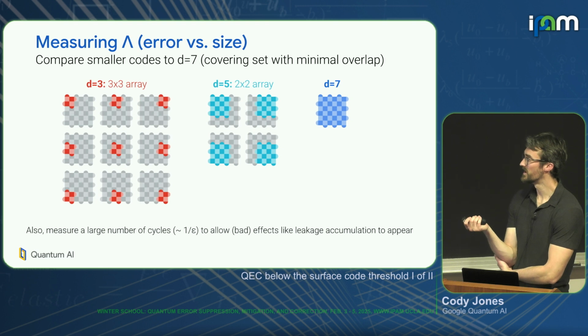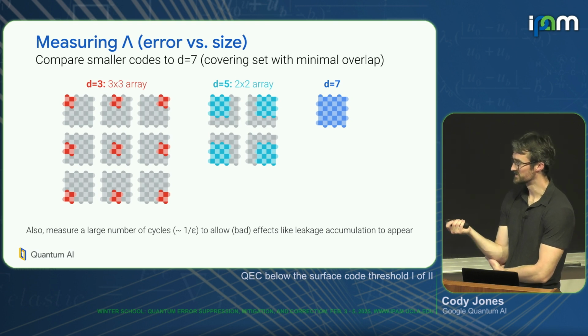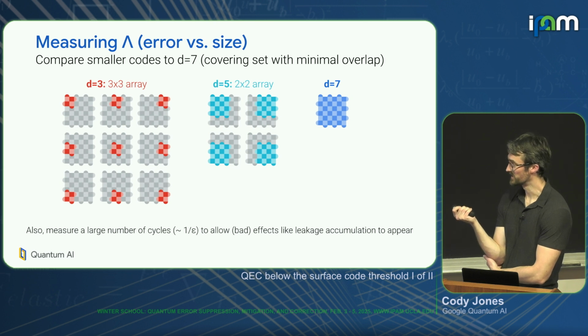So now, explaining part of the experiment that we did, we have this large processor, large in the sense of being able to hold a distance 7, but we can actually fit multiple instances of smaller codes on the same chip. So for example, with distance 3, we can put distance 3s in many locations. There's a lot of space.